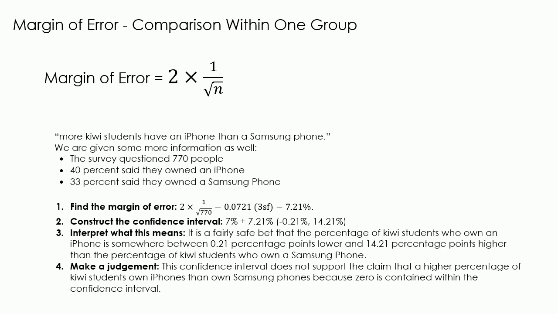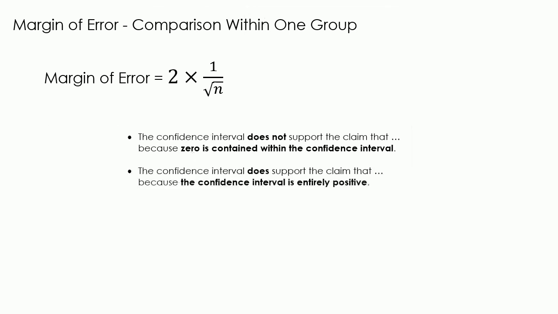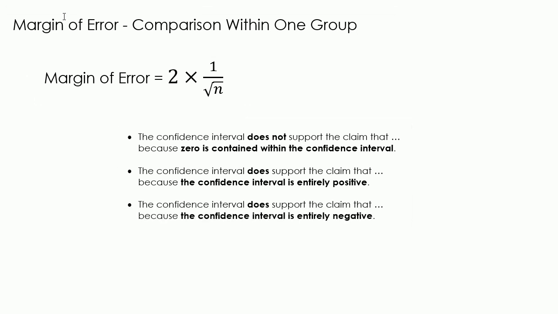Again, it's really important that you keep these last 2 bits as separate sentences. With this, there are 3 types of judgments we can make. We can say the confidence interval does not support the claim because 0 is contained within the confidence interval. We can say the confidence interval does support the claim because the confidence interval is entirely positive. Or we can say the confidence interval supports the claim because the confidence interval is entirely negative.